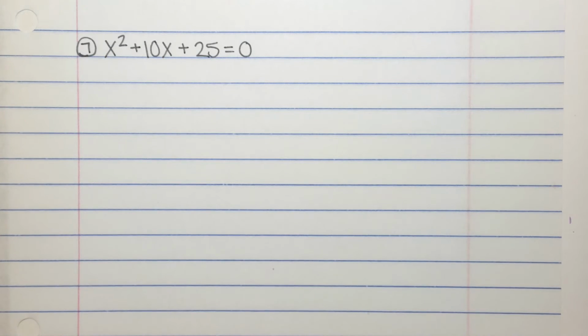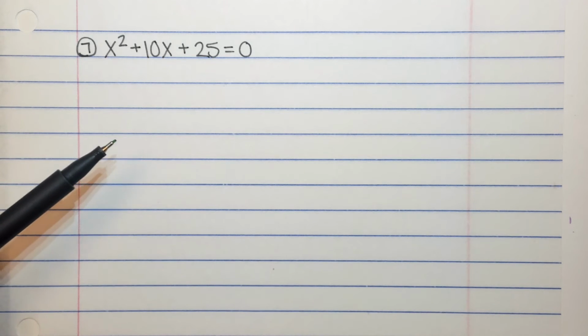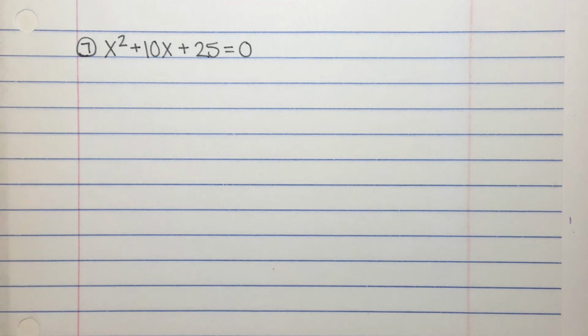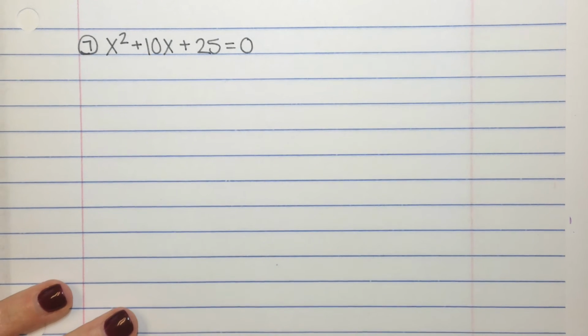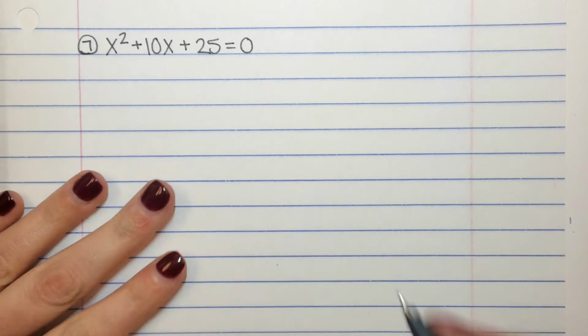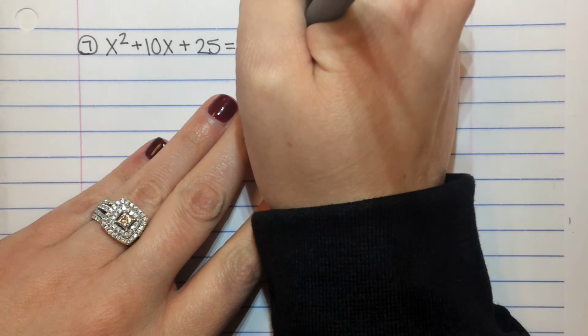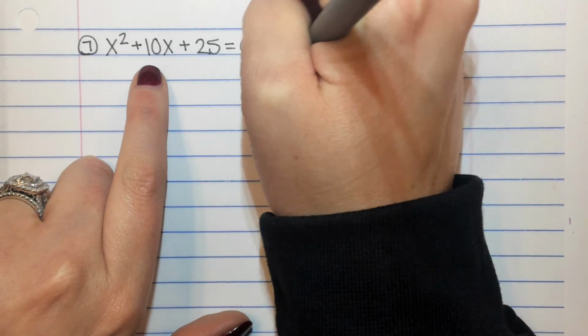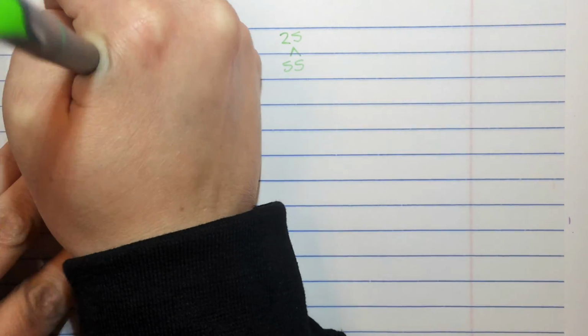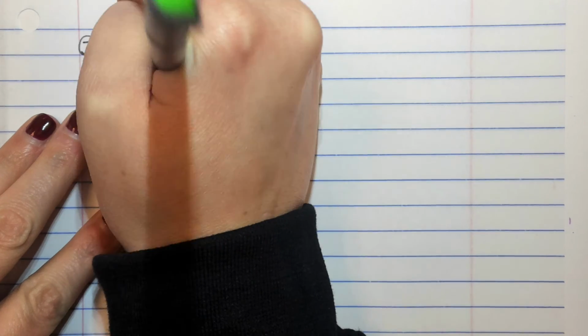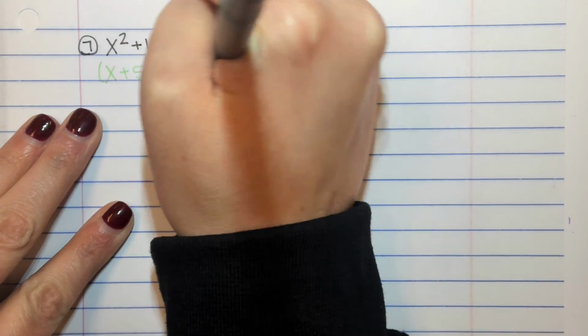Okay, number 7, we have x squared plus 10x plus 25 equals 0. Now, this is one of our special cases. You might not recognize it right off the bat, and it was a long time ago that we did those. So, we're going to keep the factoring trinomials pretty simple here. So we need factors of 25 that add to give me 10. I know that's going to be 5 and 5. So x plus 5 and x plus 5 equals 0.